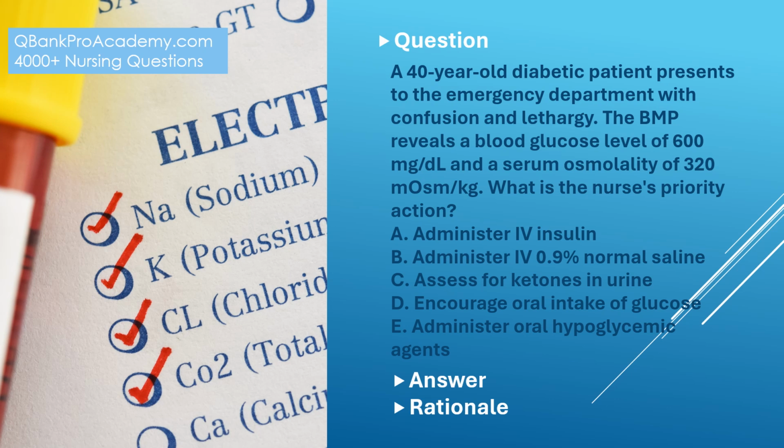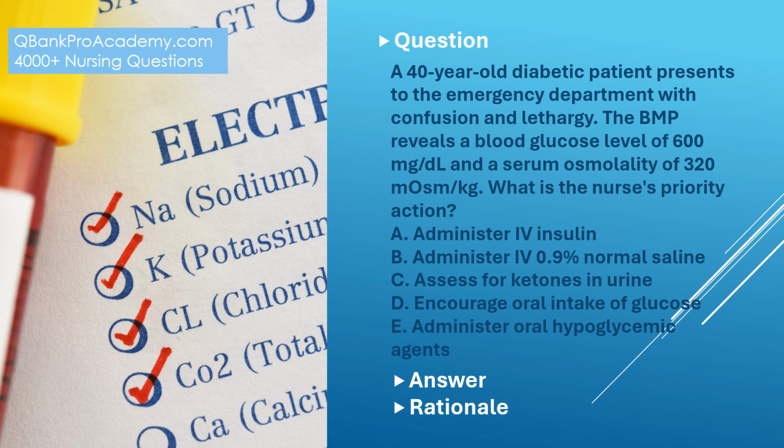A. Administer IV insulin. B. Administer IV 0.9% normal saline. C. Assess for ketones in urine. D. Encourage oral intake of glucose. E. Administer oral hypoglycemic agents. The correct answer is B.